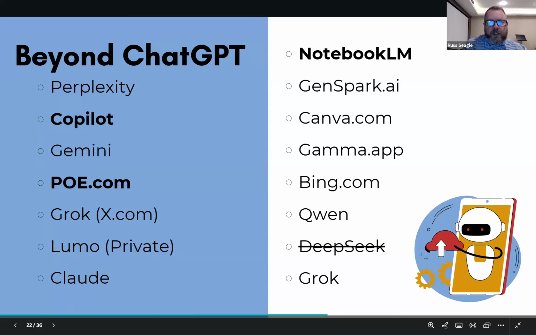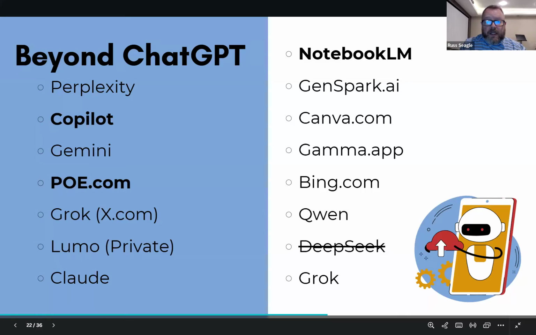Again, the security is good. It's not really where we want it to be, but it's getting there. It integrates with our Outlook and our OneDrive and things like that, so we don't have to be moving as many documents into it. Gemini is a Google product.